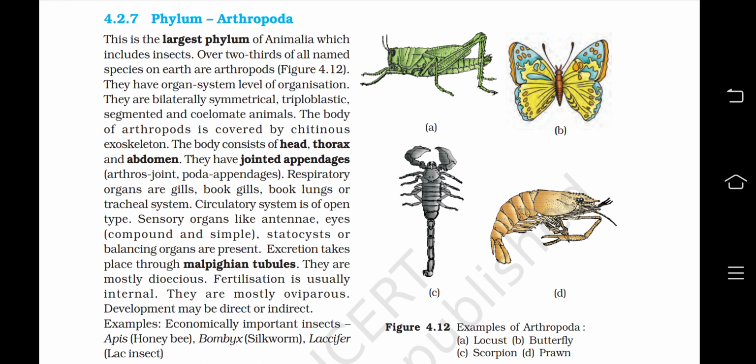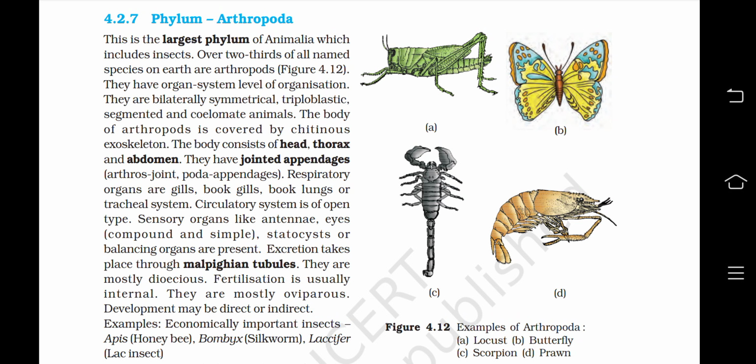Here comes the phylum Arthropoda. This is the largest phylum of Animalia, which includes insects. Over two-thirds of all named species on Earth are arthropods. Figure 4.12. Examples of arthropods: A is locust, B is butterfly, C is scorpion, and D is prawn. Now they have organ system level of organization. They are bilaterally symmetrical, triploblastic, segmented, and coelomate animals.